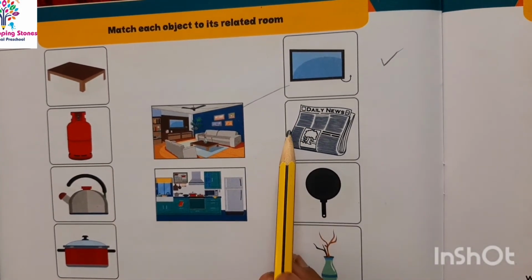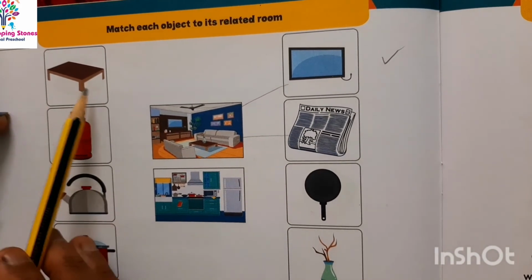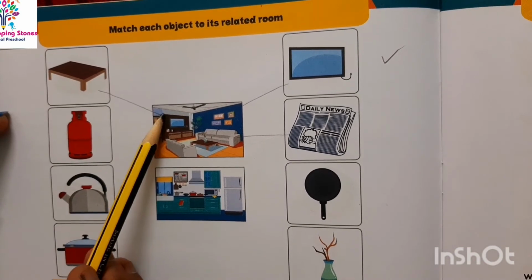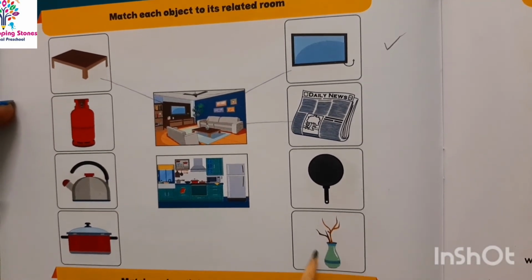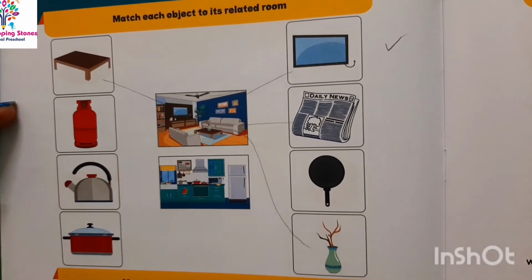This is a newspaper, we see it in a living room. This is a teapot, we see it in a living room. Then this is a vase, we see it in a living room.